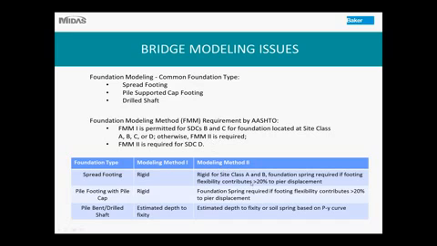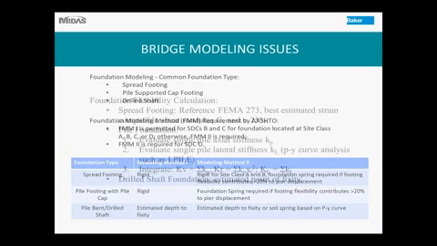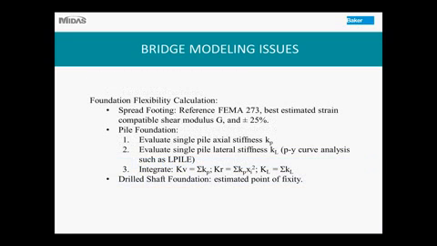Modeling method 2 requires you to consider foundation flexibility when the displacement contributed by the foundation flexibility accounts for more than 20% of your total pier displacement. Regarding foundation flexibility calculations, there are a couple of ways. For spread footings, the code recommends the FEMA 273 method: use the best estimate strain-compatible shear modulus G, and then vary the shear modulus G up and down 25%. For pile foundations, obviously a geotechnical expert needs to tell you, but once you get the actual stiffness for single piles, you can always integrate them, as shown here. And for drilled shaft foundations, usually you use the estimated point of fixity.